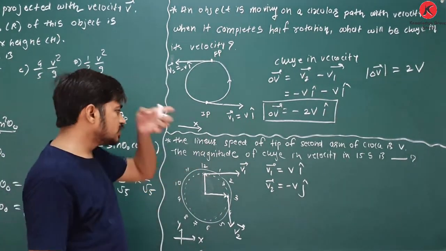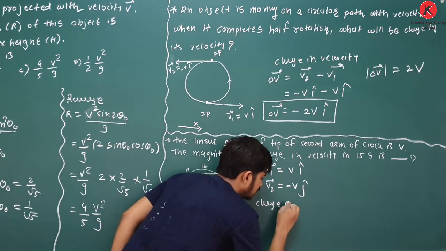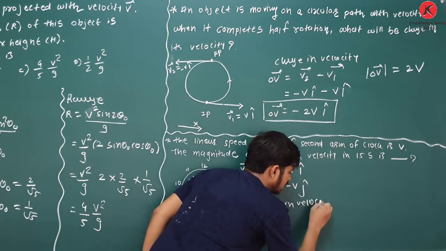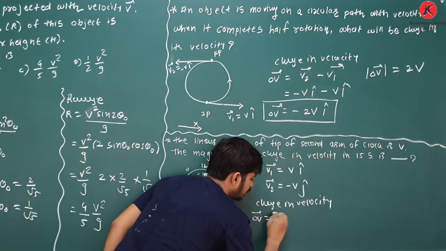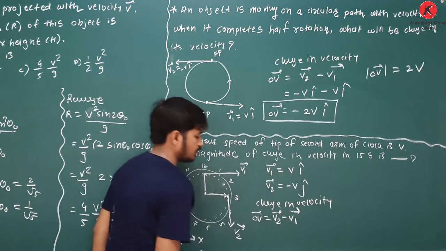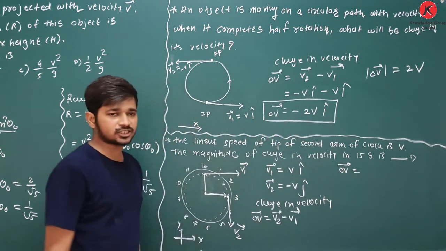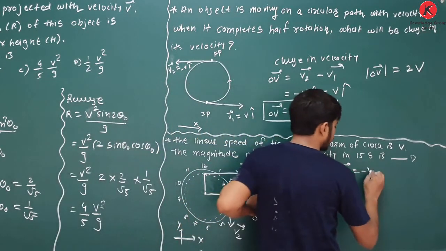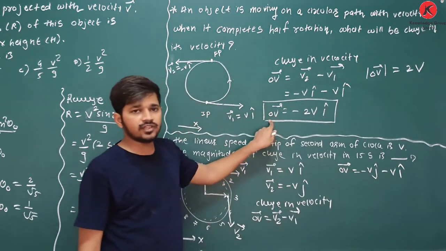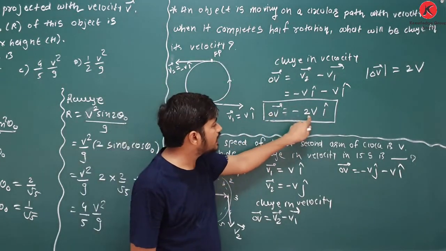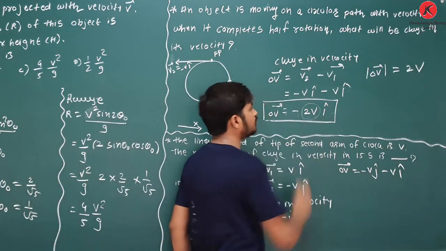Now, magnitude of change in velocity. You have to find the change in velocity. Delta V is equal to V2 minus V1. V2 is minus Vj and V1 is Vi, so delta V is equal to minus Vj minus Vi. It is simple. We can directly find its magnitude in this question.